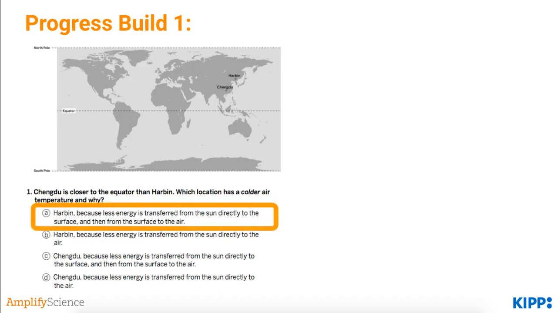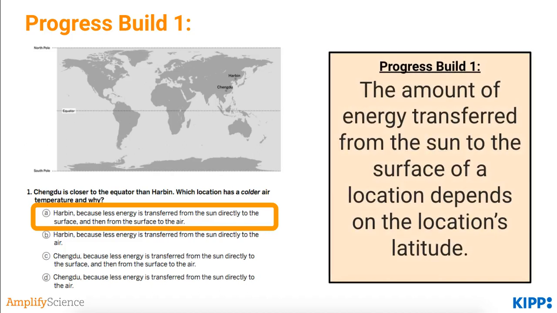So Harbin has cooler temperatures because less energy is transferred from the sun directly to the surface and then from the surface to the air. That is a direct result of its distance from the equator. So the amount of energy transferred from the sun to the surface of a location depends on the location's latitude.